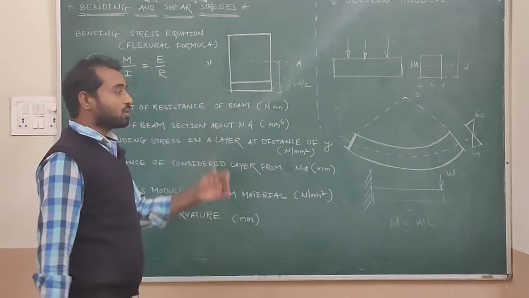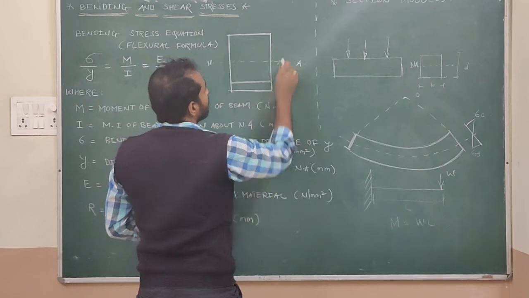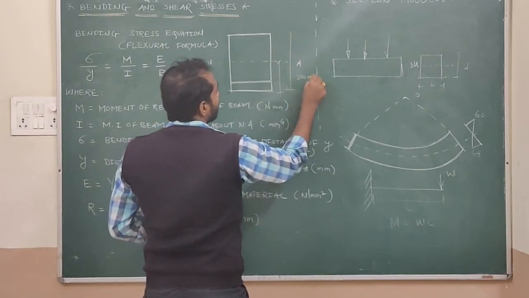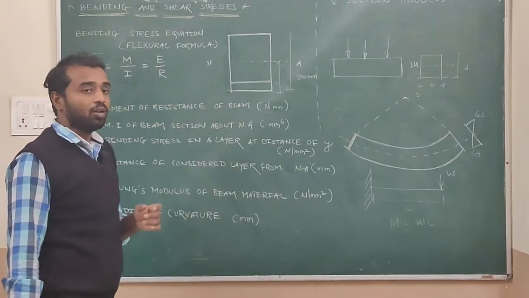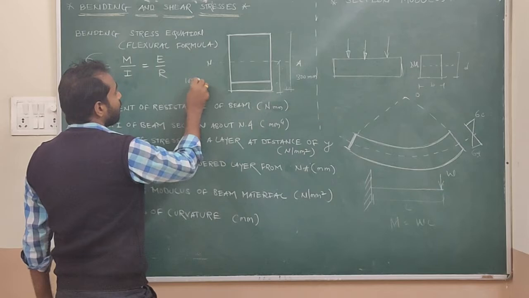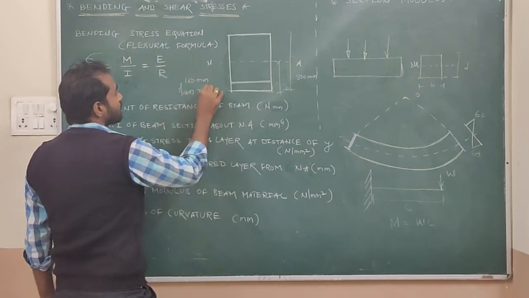If someone says in the numerical that you have a beam of depth 300 mm, then find the value of stress at a distance of 100 mm from the neutral axis.